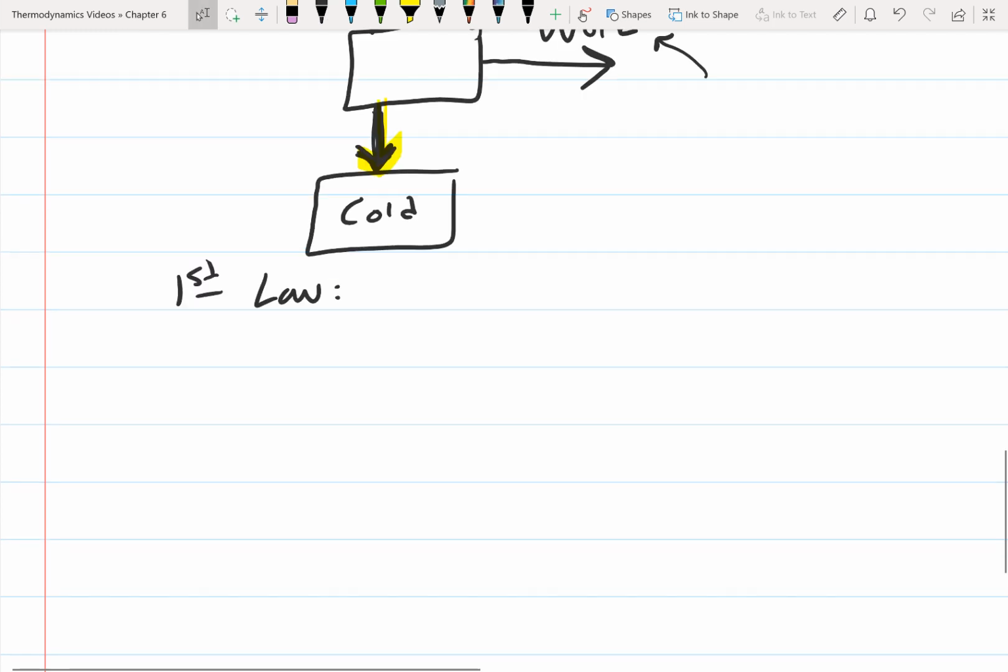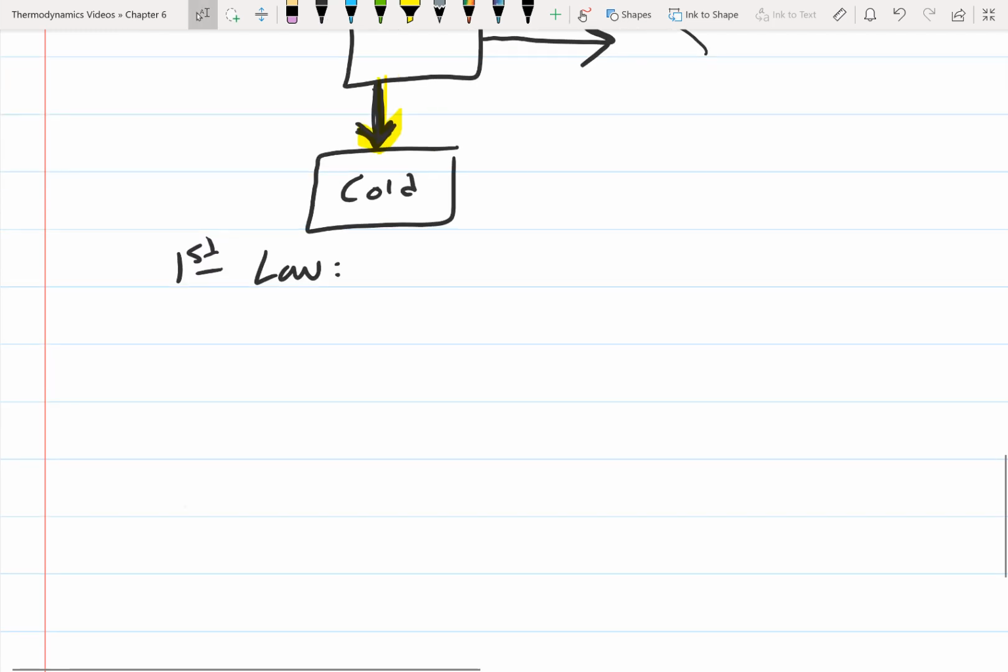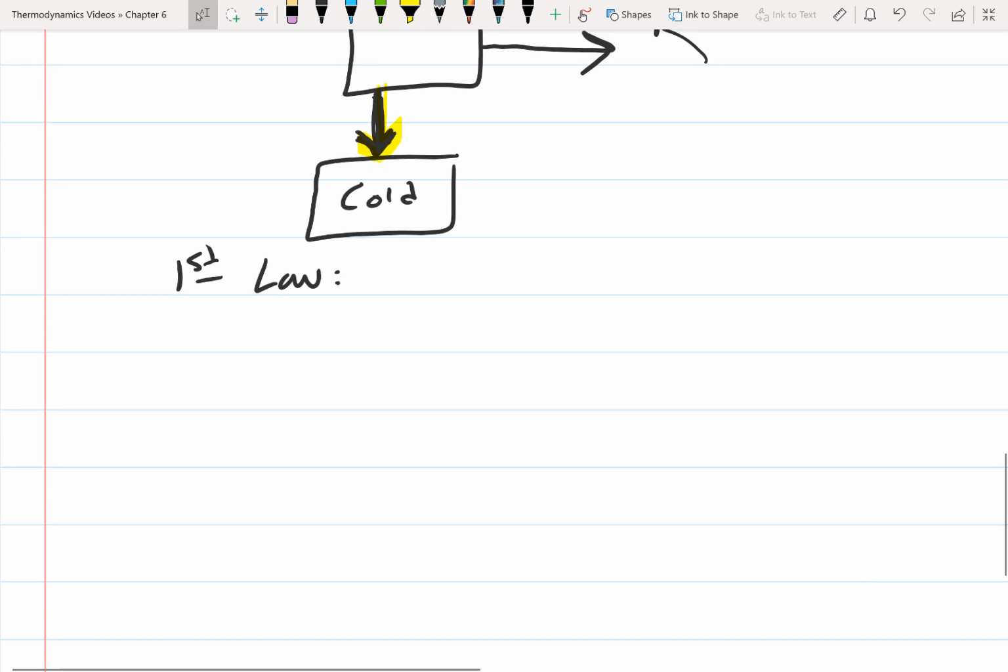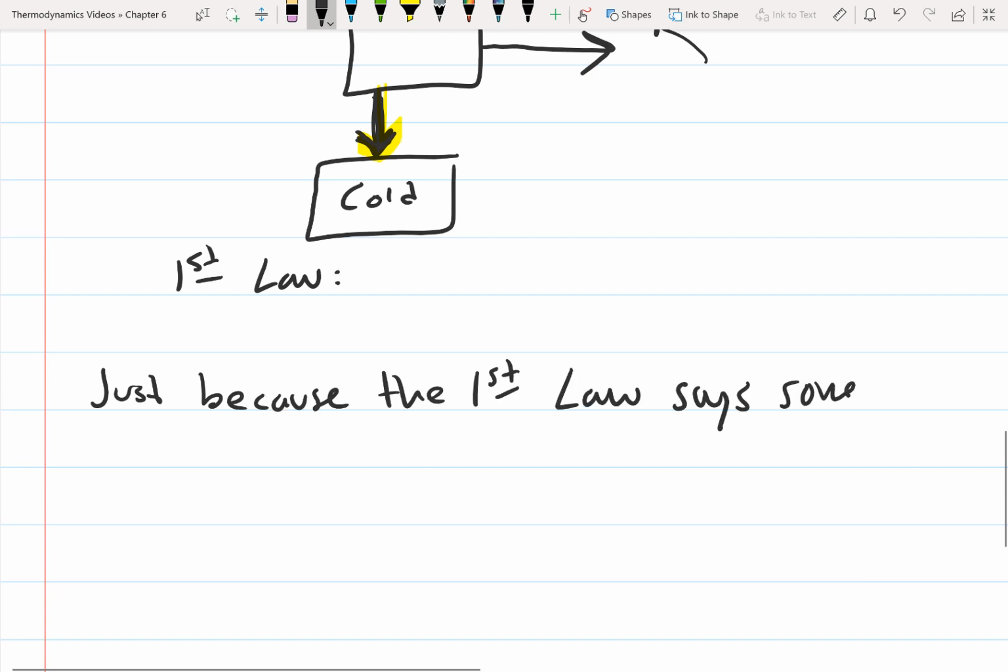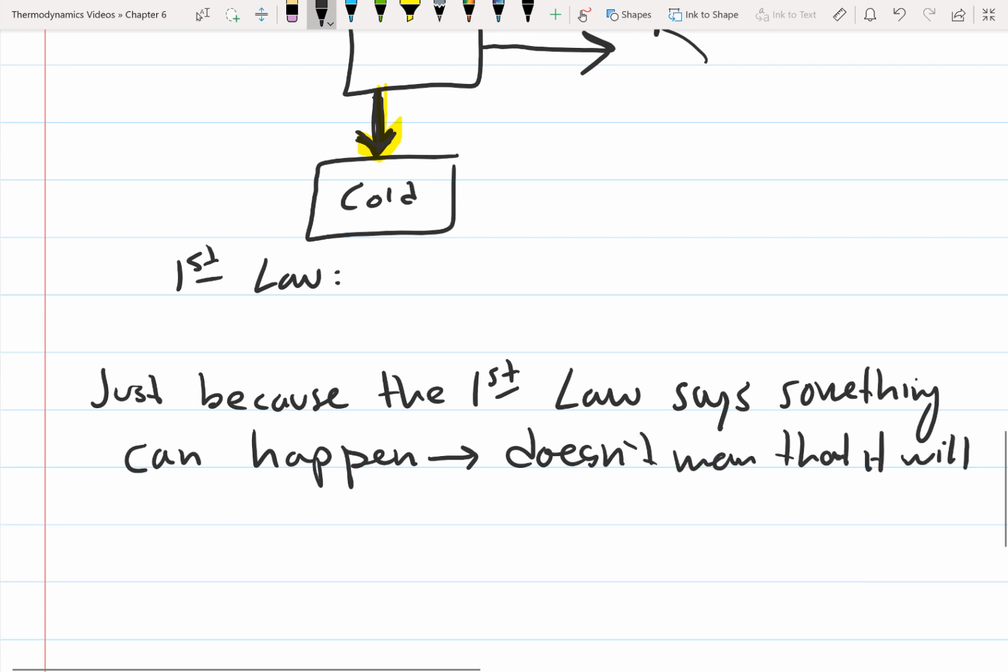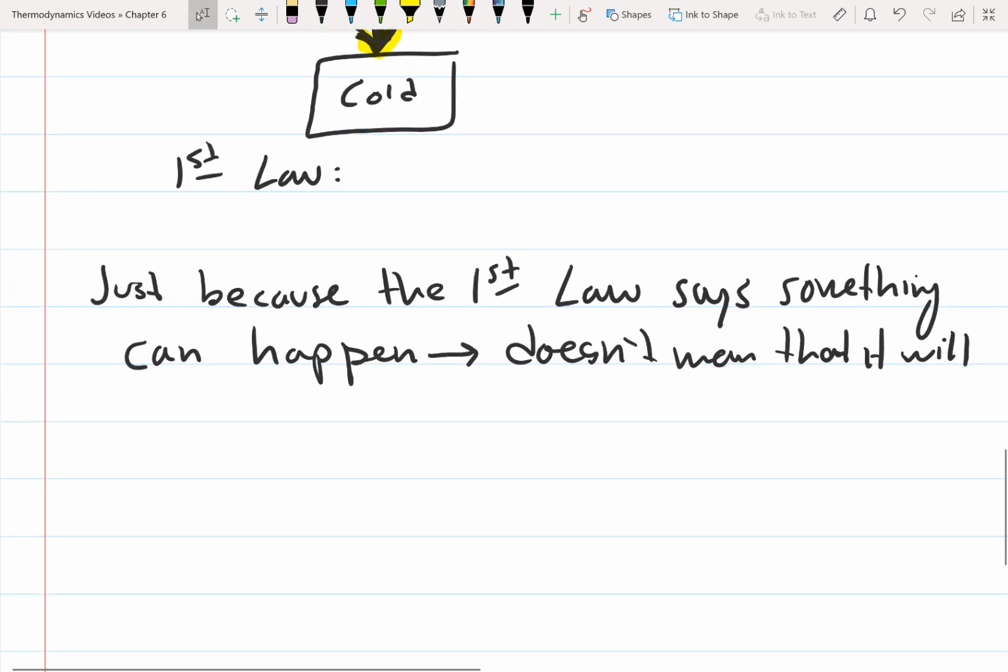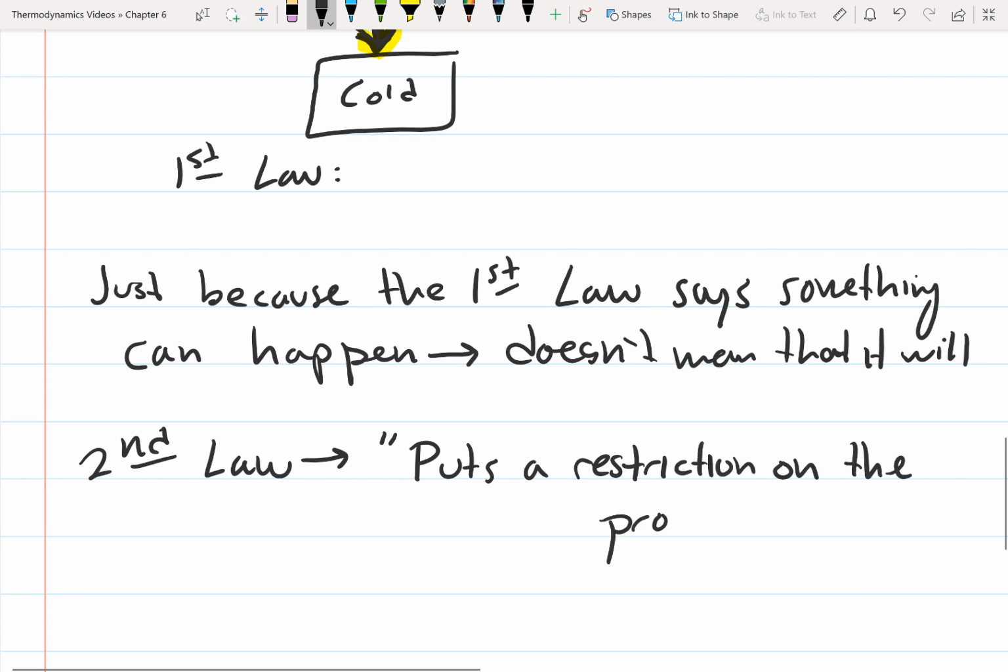Basically what I'm getting at is just because the first law says something can happen, it doesn't mean that it will. I'm going to write that down. Just because the first law says something can happen, that doesn't mean that it will. And so basically, the second law puts a restriction on the process.